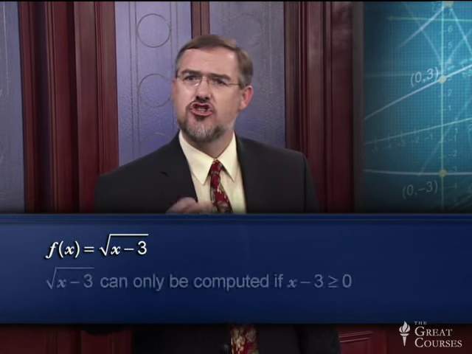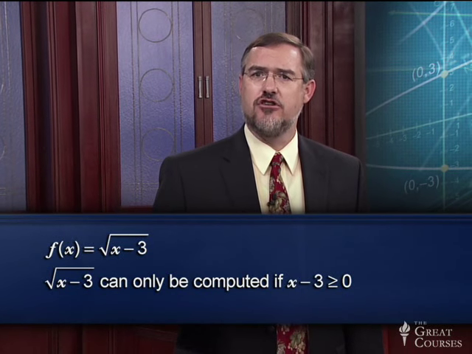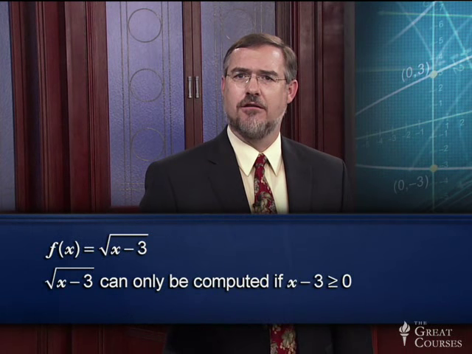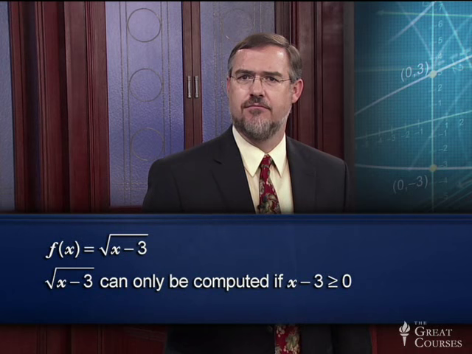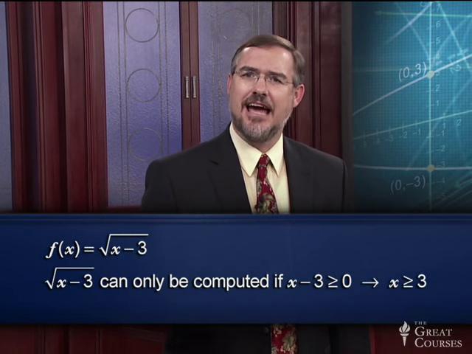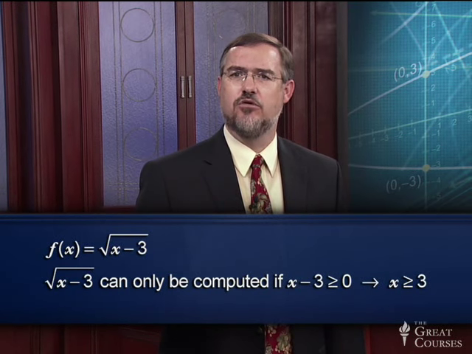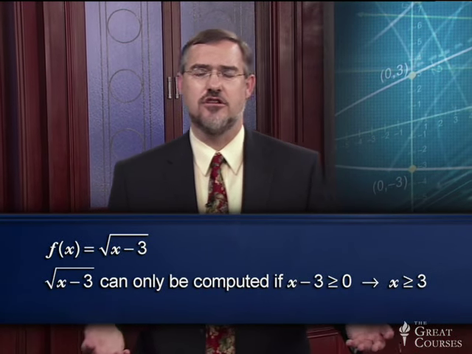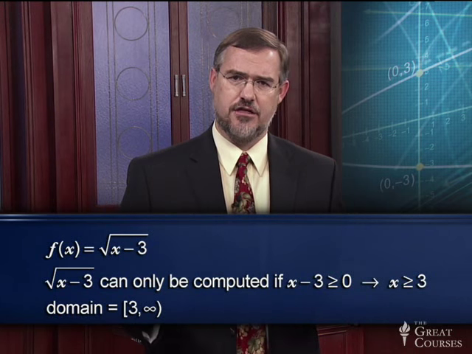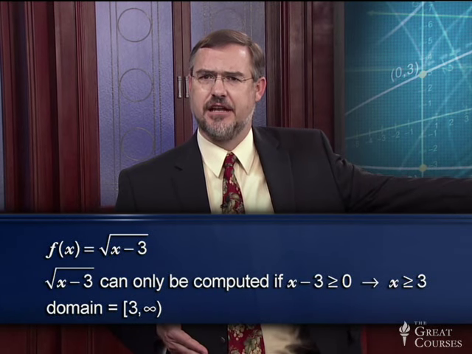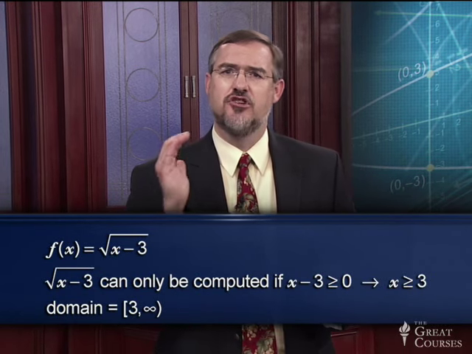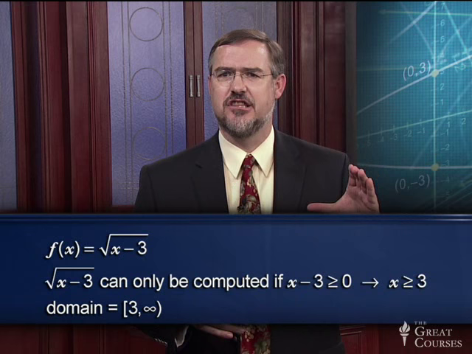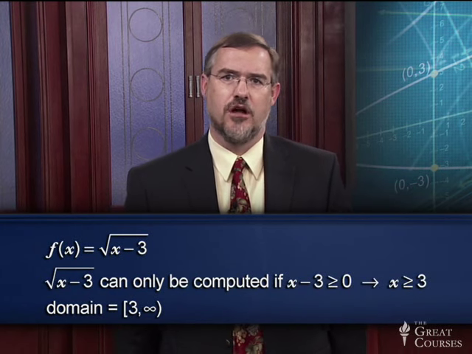In fact, square root of x minus 3 as a function can only be computed if the x minus 3 part is greater than or equal to 0. And that's the same as saying that the x has to be greater than or equal to 3. Well, guess what? You and I just figured out the domain of this function. It's got to be all the numbers starting at 3 and going to plus infinity. And the way we denote that is square bracket 3, comma, infinity, and again, a parenthesis next to the infinity because infinity is not a real number.